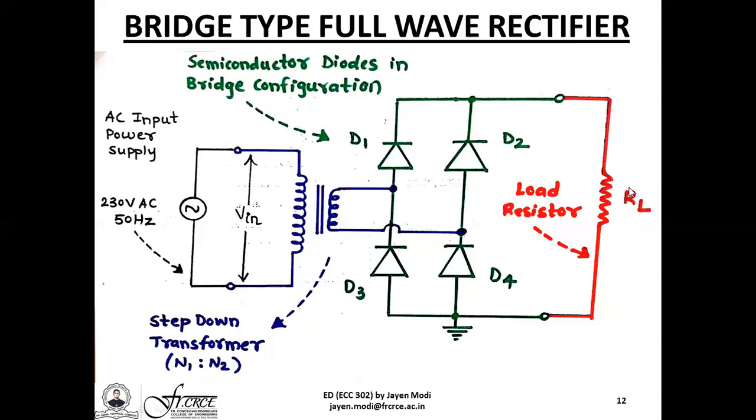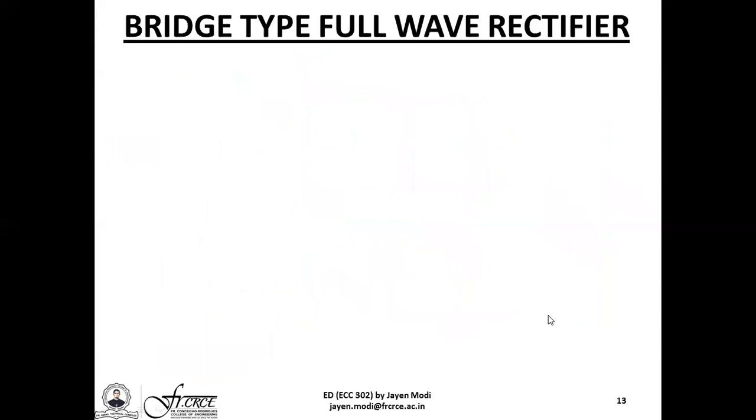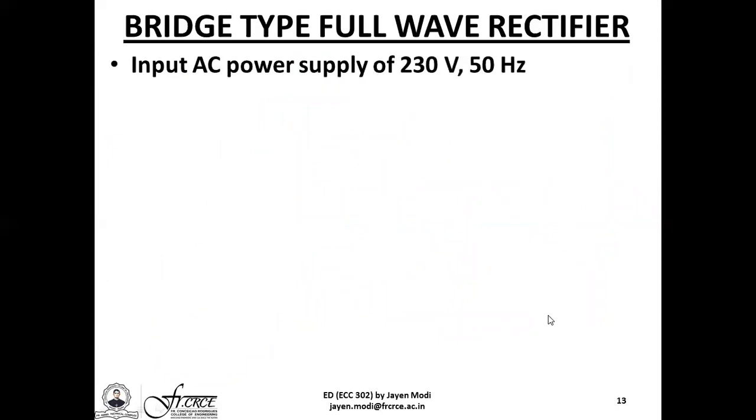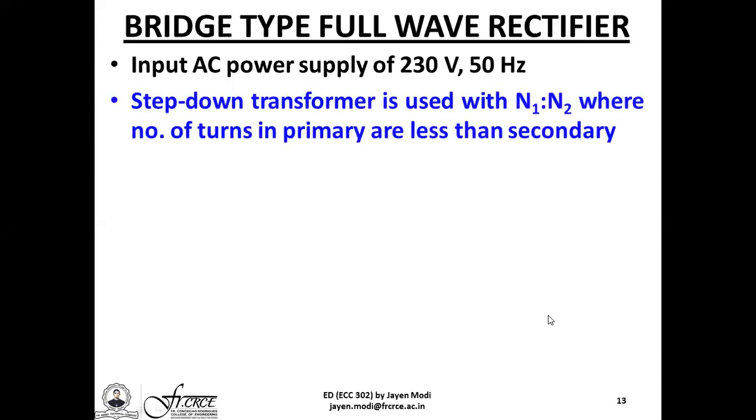So we have the value of RL connected at the output side at point number 1 and at point number 2. So taking a quick look at its basic construction details, we have the input AC power supply of 230 volts AC 50 hertz. We have a step down transformer with a configuration N1 is to N2, where N1 is nothing but the number of turns of the primary, which are far greater than N2, the number of turns of the secondary windings.